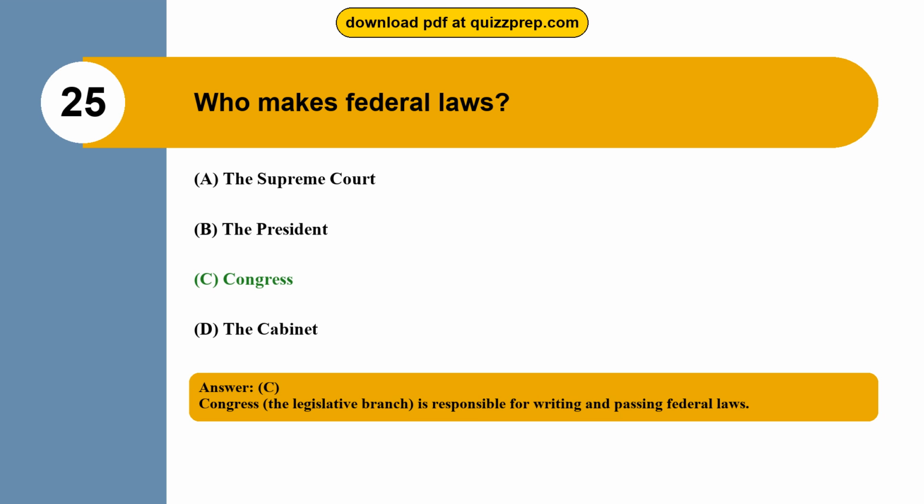Congress, the legislative branch, is responsible for writing and passing federal laws.